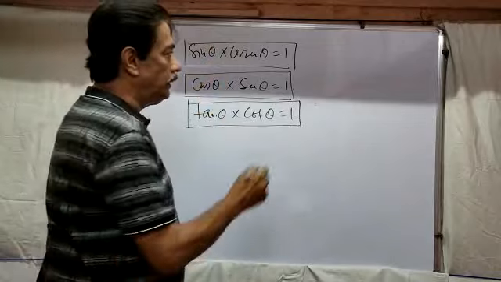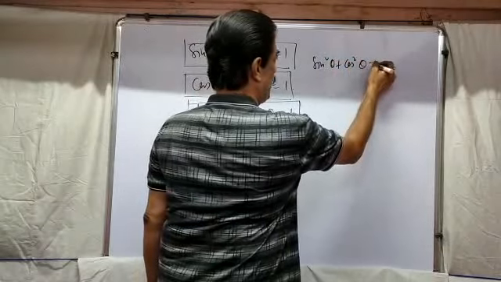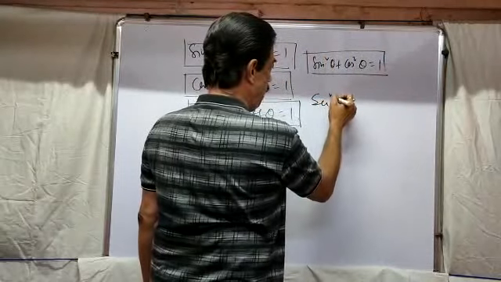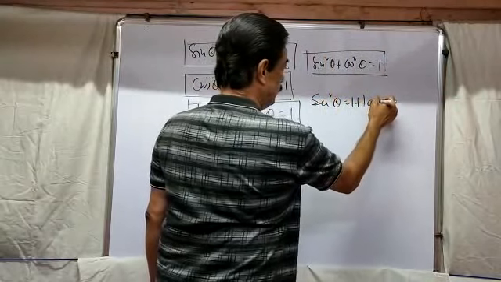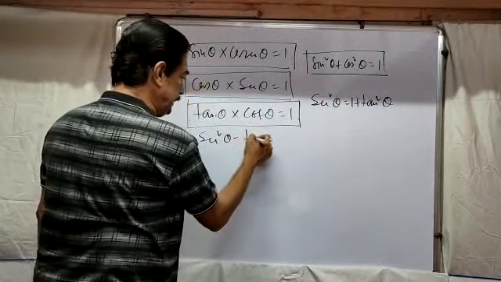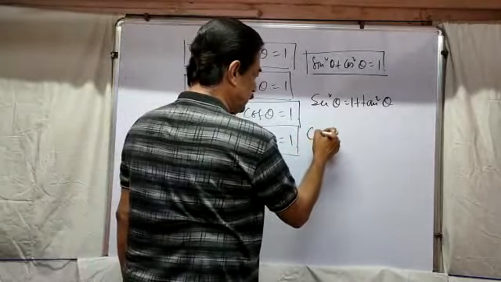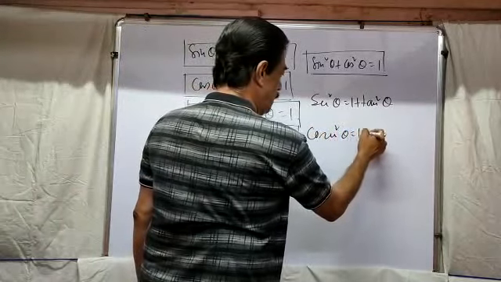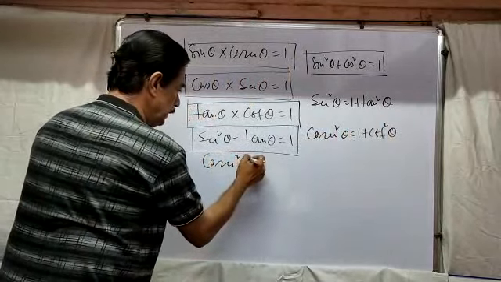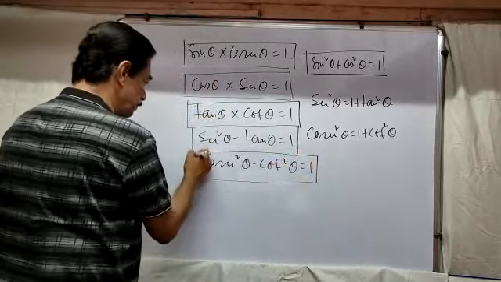Now we know some extra formulas. Sine square theta plus cos square theta equal to 1. This is another elimination formula. We know the formula sec square theta equal to 1 plus tan square theta, so we can write the elimination formula: sec square theta minus tan square theta, the result will be 1. Next, cosec square theta equal to 1 plus cot square theta, so the elimination formula is cosec square theta minus cot square theta equal to 1. These all are elimination formulas.